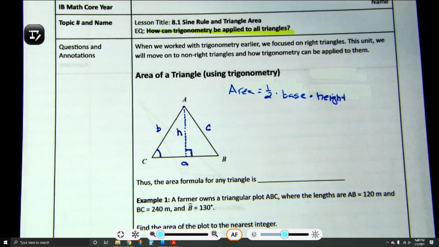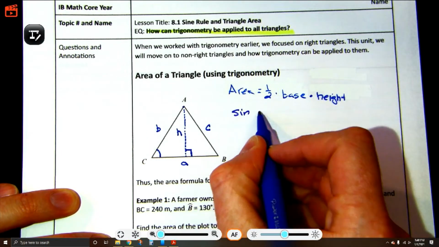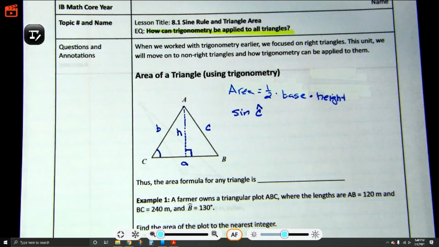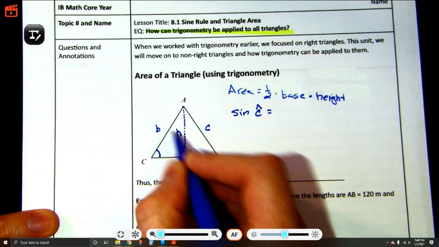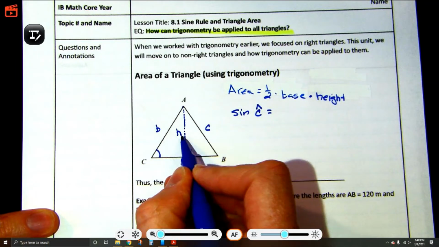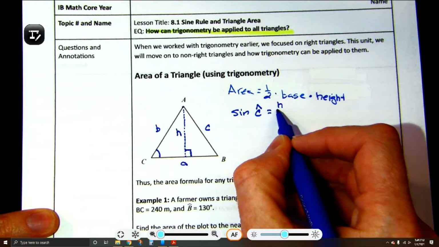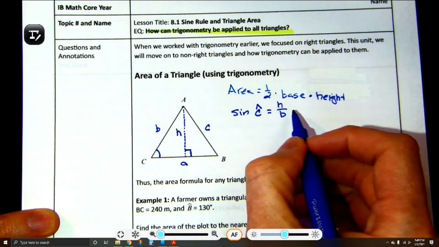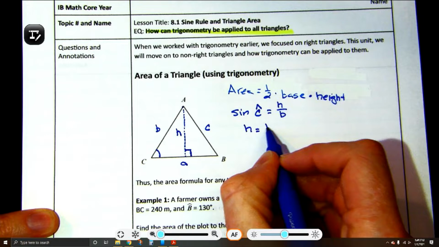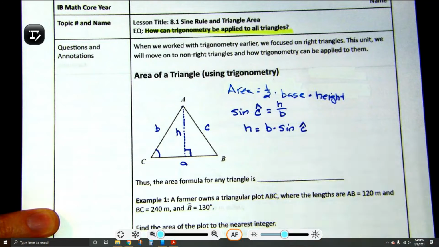So to do that, I'm going to look at angle C. I'm going to write the sine of angle C, and I'm going to use this symbol to represent the angle C. It's like a little hat on top of it. So sine C is equal, remember sine is opposite over hypotenuse. So I have a right triangle here, so it's going to be the opposite, which is the h, over the hypotenuse, which is b. So it's going to be h over b. Now I can isolate h by multiplying both sides by b, and I have h equals b times the sine of angle C.